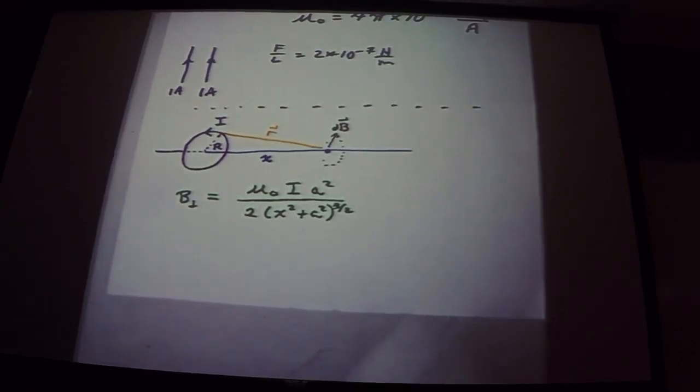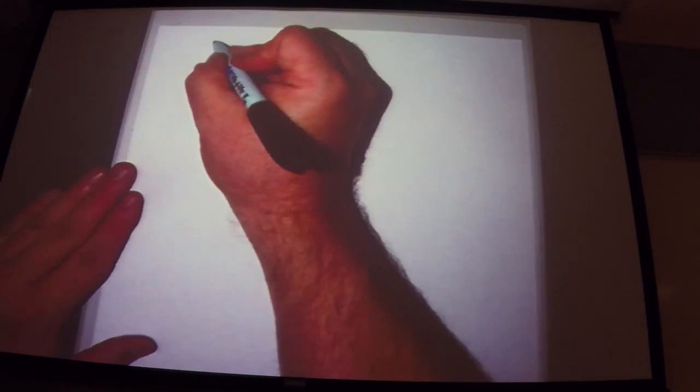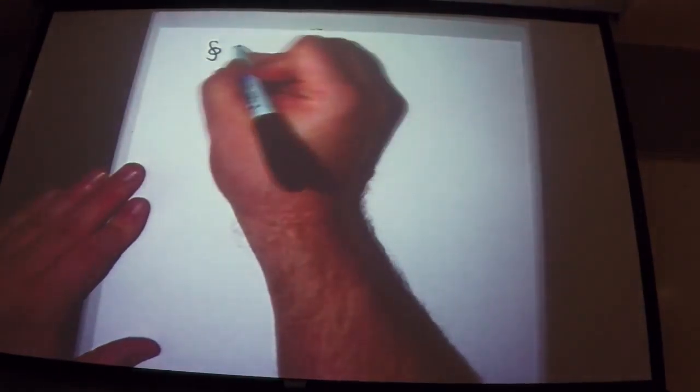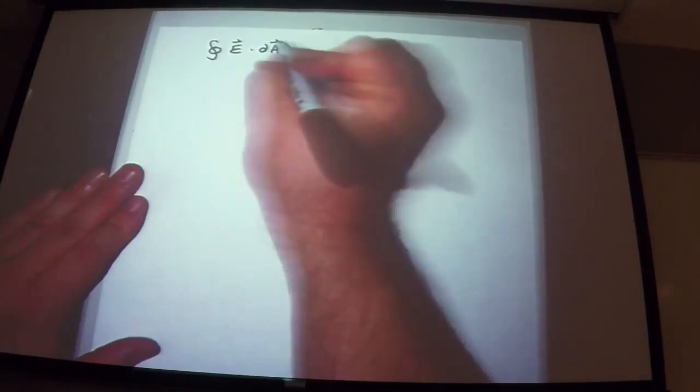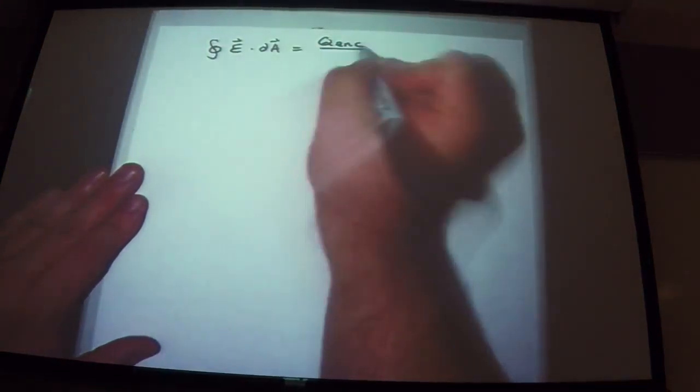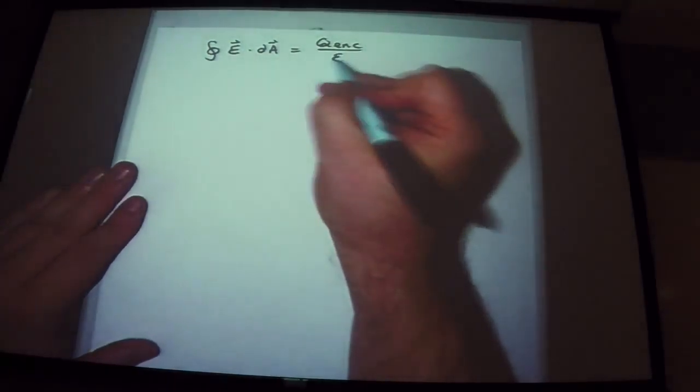Now we want to know a fancy way to exploit symmetry and calculate magnetic fields. This is what we did with electric fields. If you remember, we integrated over the electric field to get the field from a finite length of line charge and things like that. Then we went on to Gauss's law to exploit symmetries. Gauss's law for electricity was that the integral of E dot dA was equal to the charge enclosed inside of the Gaussian surface divided by epsilon naught.